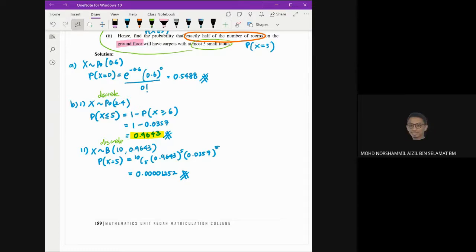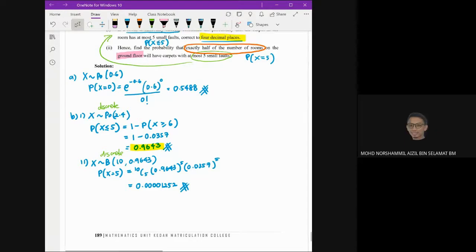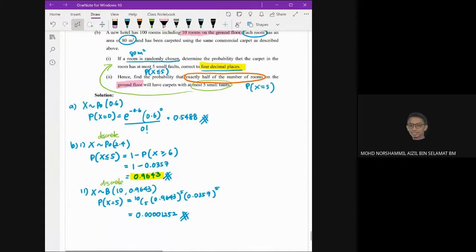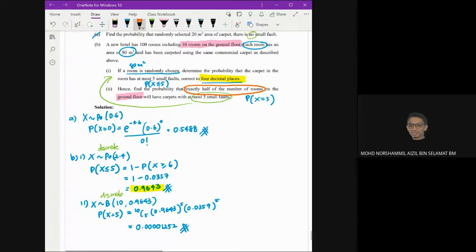Ya, siapa panggil kau? Saya Najla. Najla. Nak tanya. Okay. Yang B1 tu, 2.4 tu dapat macam mana, sir? 2.4, 2.4 ni, Allah kejap. Saya simpan lah saya punya pensel kejap. Okay. 2.4 ni.